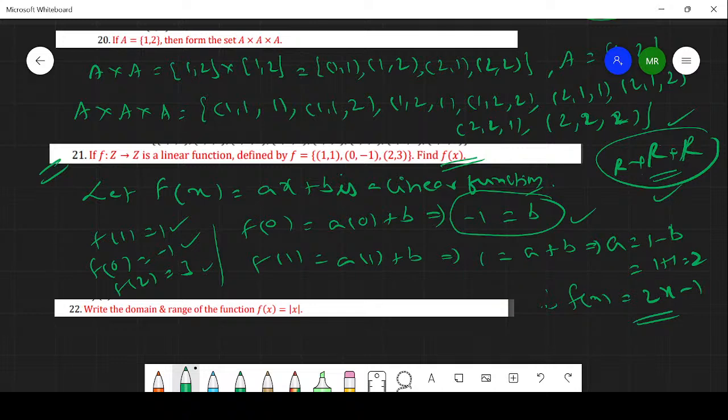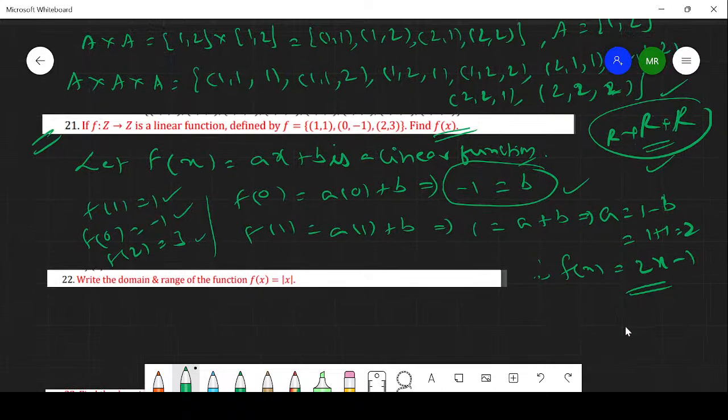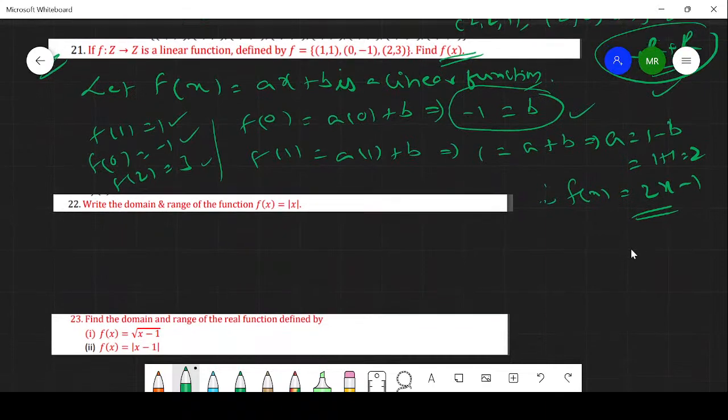Find the value: a is equal to 2, f of x equal to 2x minus 1. So this is the required answer. In today's session, this is the last problem I'm going to explain. We have one more two problems.